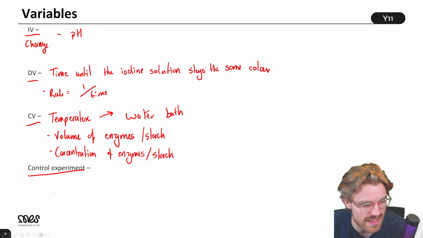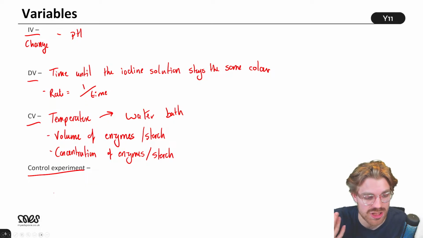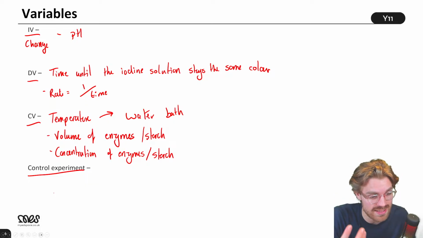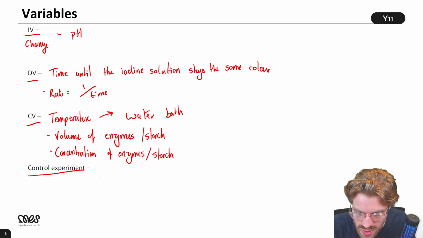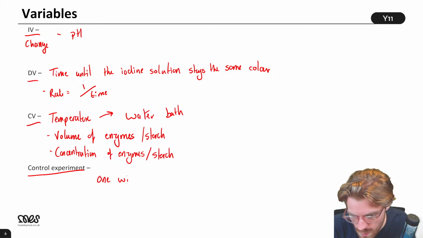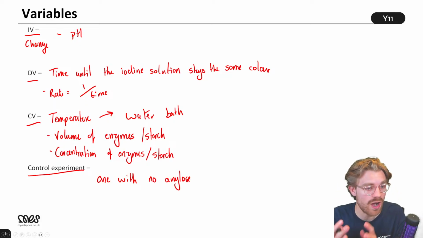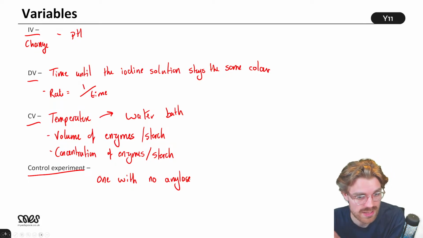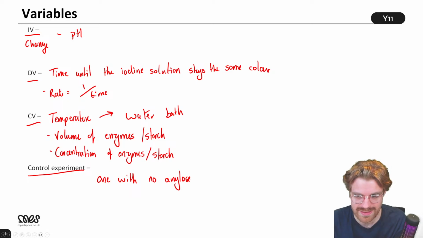Fantastic there, Giovanni. We're going to remove the enzymes. We want to show that it's the action of the enzyme that is causing the iodine to change color. One with no amylase, exactly. So one with no amylase. And that way it shows that the iodine doesn't just change color by itself, that the iodine is going to be changing because of the action of the enzymes.